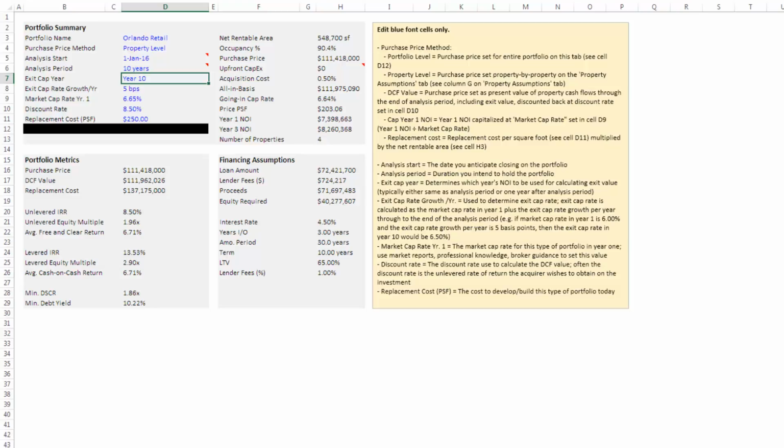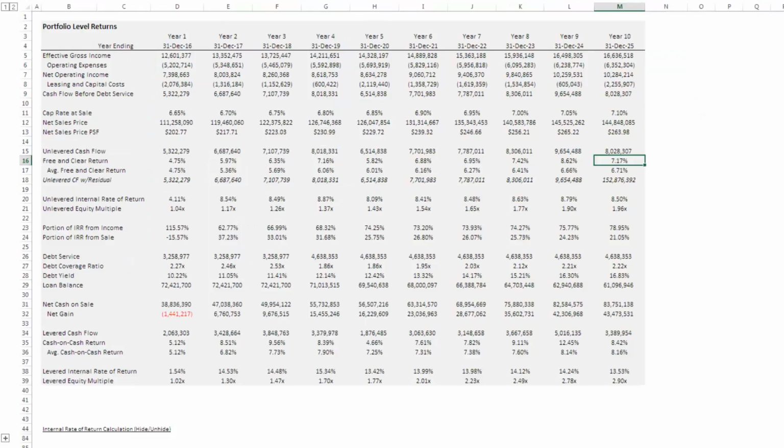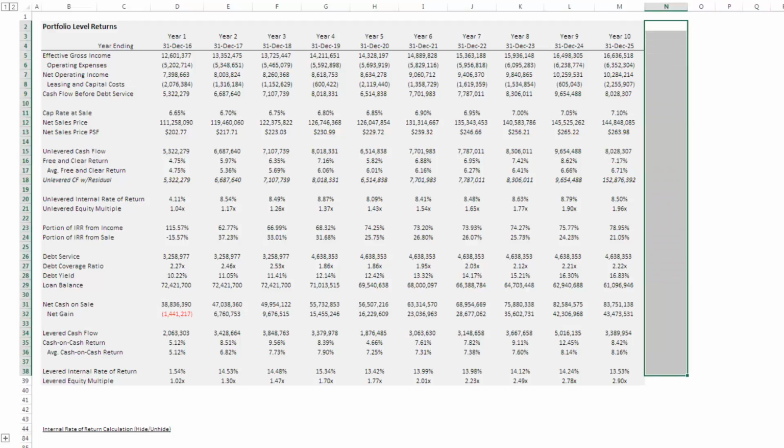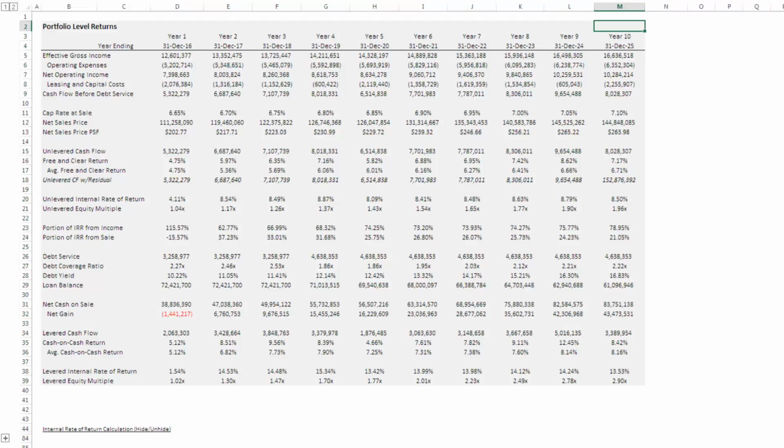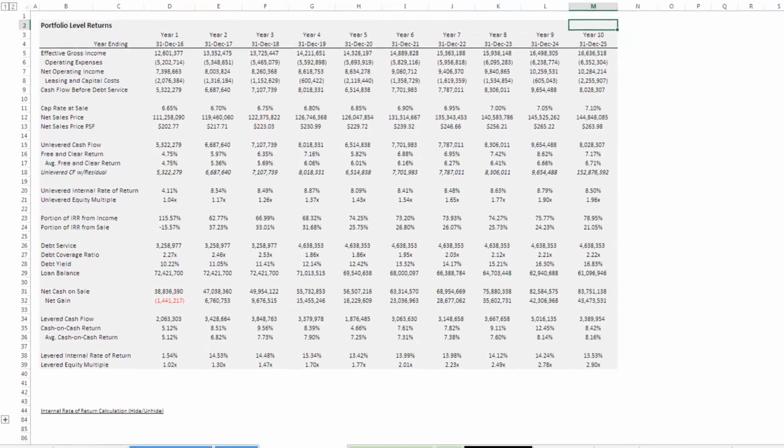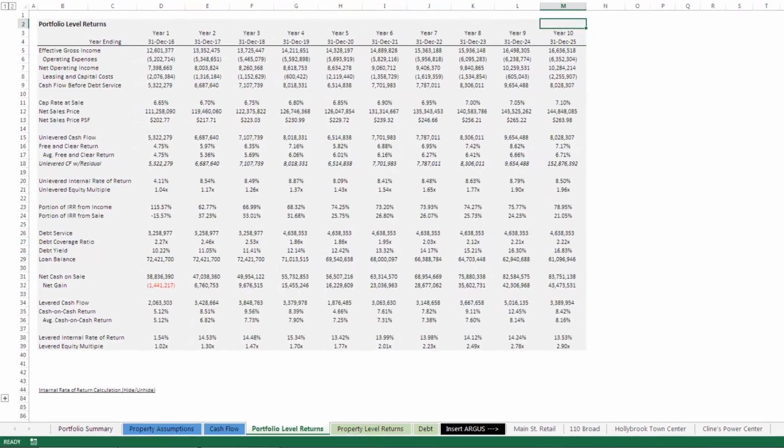Right? So because of that, it was capping at 0, and it was giving us an error. Now that should fix it. Also what it did, it got rid of that column there because I had not modeled 11 years in Argus. I'd only modeled 10. We're having to cap our year 10 NOI to come up with our exit value.